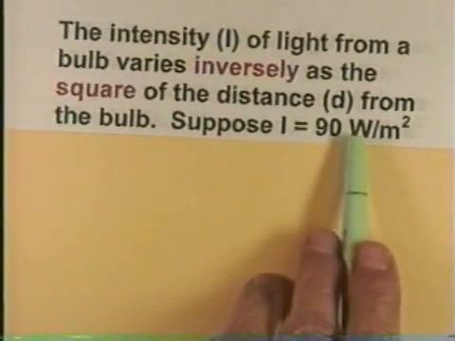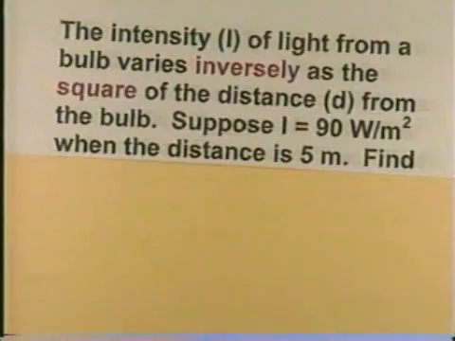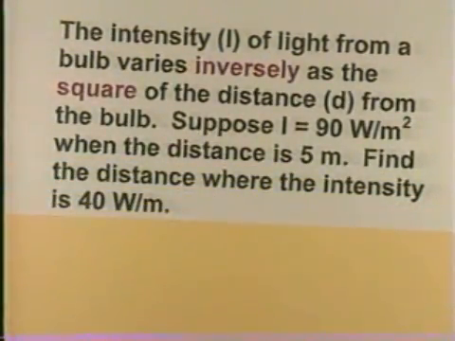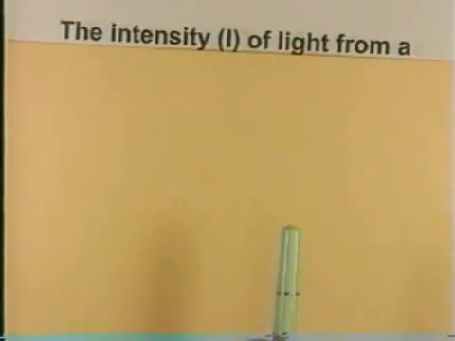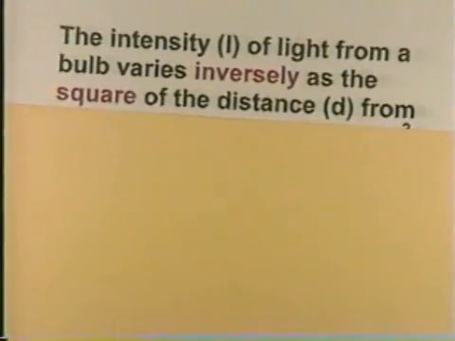Now I is 90 watts per meter squared when the distance is 5 meters. Find the distance where the intensity is 40 watts per meter squared. Well, step 1 is to write the model.